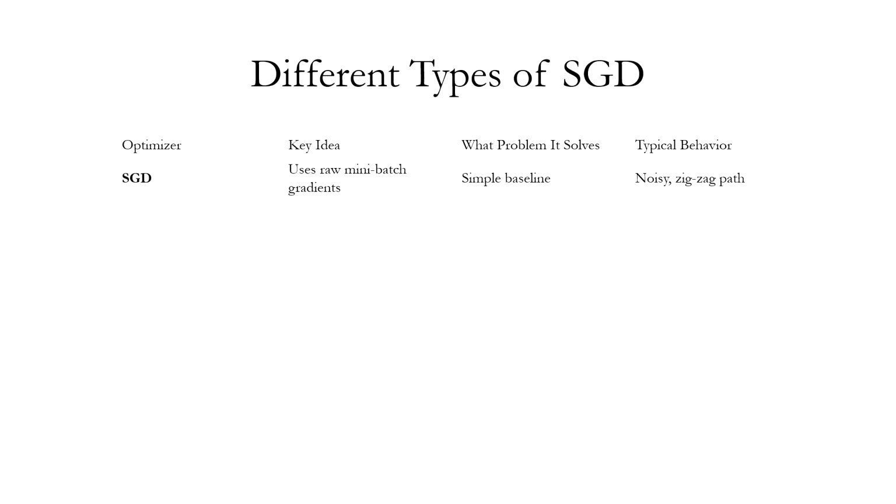Finally, I'm going to leave off with talking about some different types of SGD. These are things that you could experiment with on your own to see how they behave, but I'm going to give a quick overview. We just saw this SGD, where the optimizer uses raw mini-batch gradients. It's basically a simple baseline with a noisy, zigzagging path. There's also SGD plus momentum, which accumulates past gradients. It reduces the oscillations, giving a faster, smoother descent.